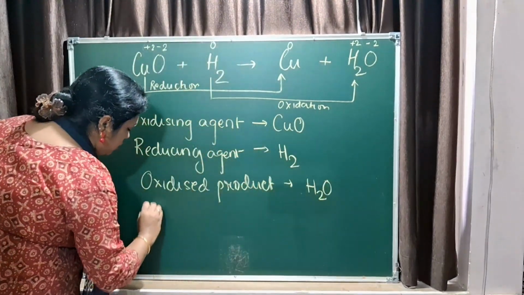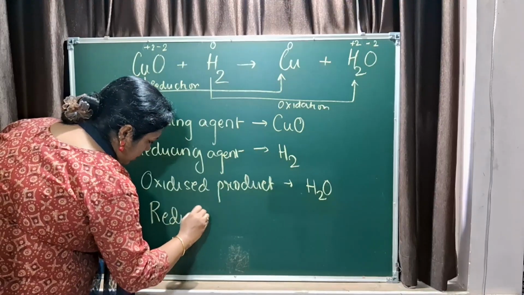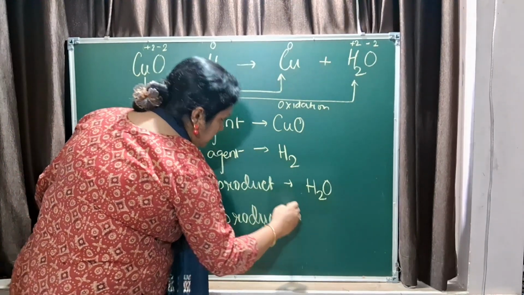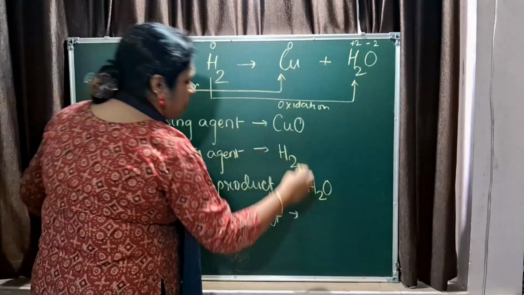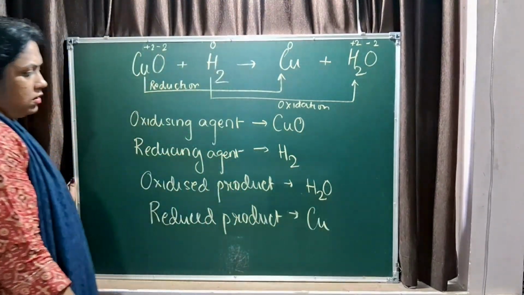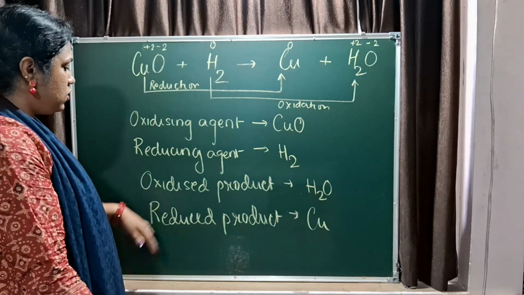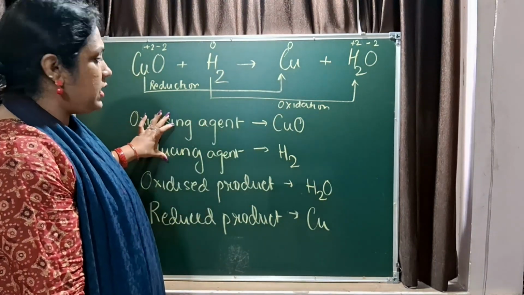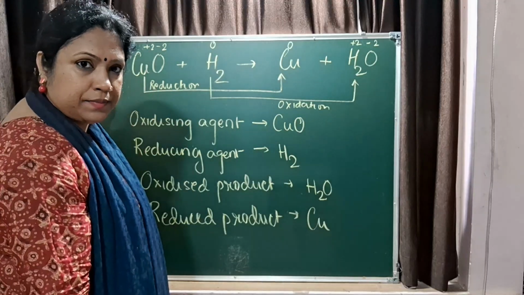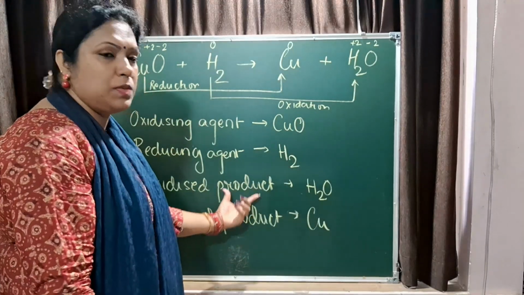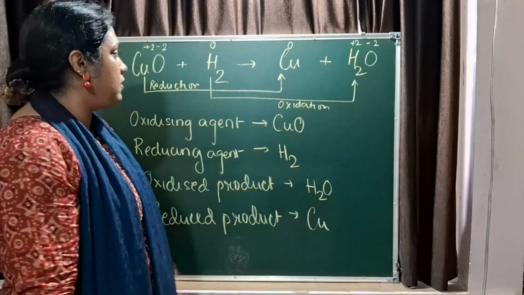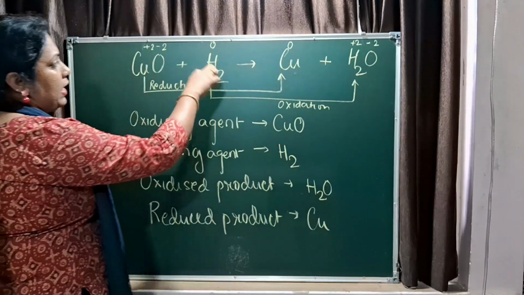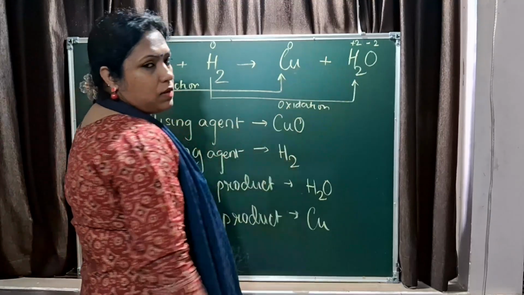And what is the reduced product? Reduced product is copper. Understood? Which is the oxidizing agent, reducing agent, what is the oxidized product, reduced product. Always remember that these agents have to be on the reactant side, and the products, as the name product is being given, you get it on the product side. So here copper oxide is getting reduced to the metal copper and hydrogen is getting oxidized to water.